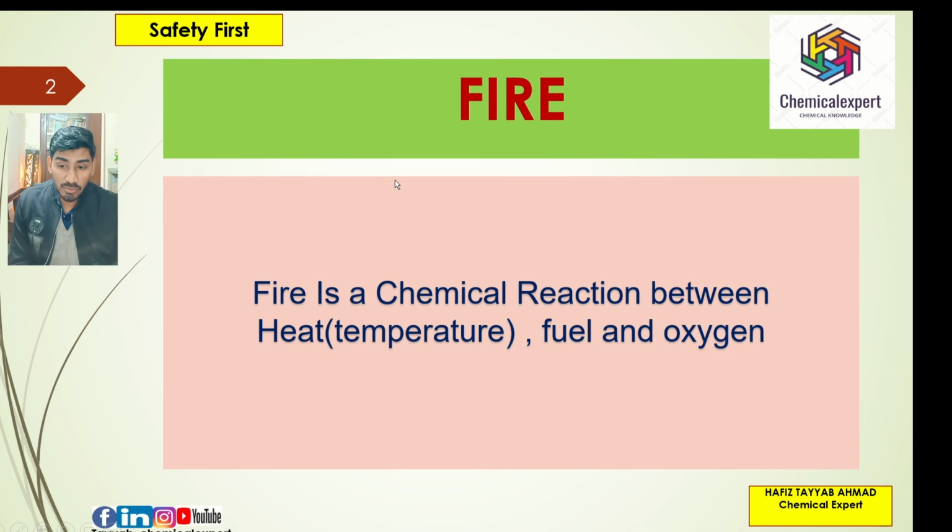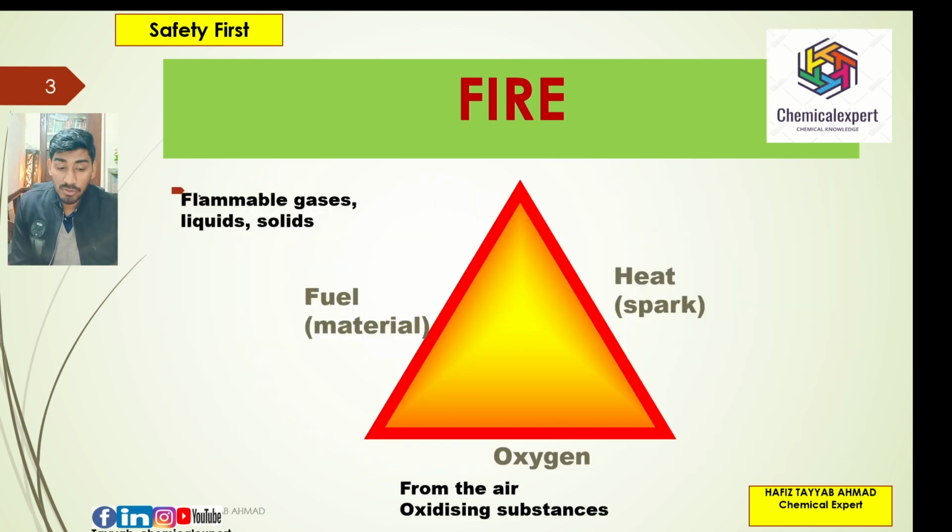So first of all, we are discussing fire. What is fire? Fire is basically a chemical reaction between three things, and these are the main ingredients. One is heat, temperature, which we call a spark, and the next one is fuel, which is essential to burn anything, and third is oxygen. So heat, fuel, and oxygen, these are the three main ingredients.